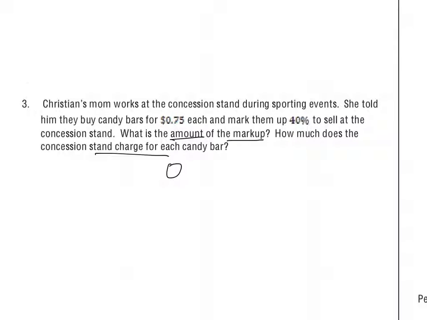Alright, Q is equal to percent times whole. They're marking it up 40%, 40% of whatever that original price is. And we're told the original price is 0.75. So 40% times 0.75.